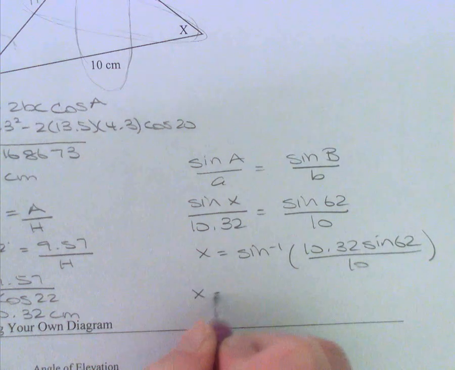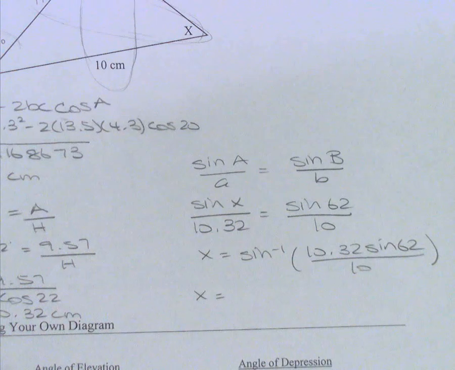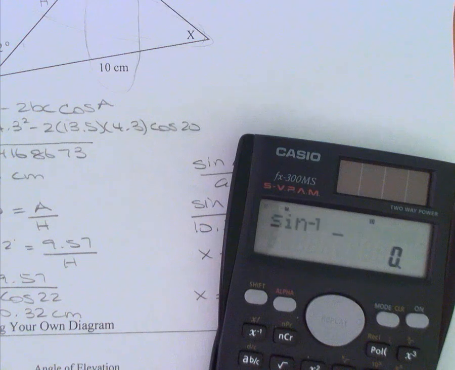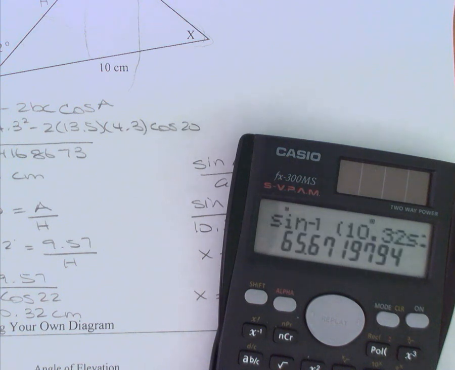Then what I can do is put all of that into my calculator again at once. So I'm going to take my calculator. I'm going to say, well, this is sine inverse. I'm going to put a bracket, and then I'm going to do 10.32 sine of 62, and I'm going to divide that by 10. And then I'm going to close my bracket, and I can hit equals.